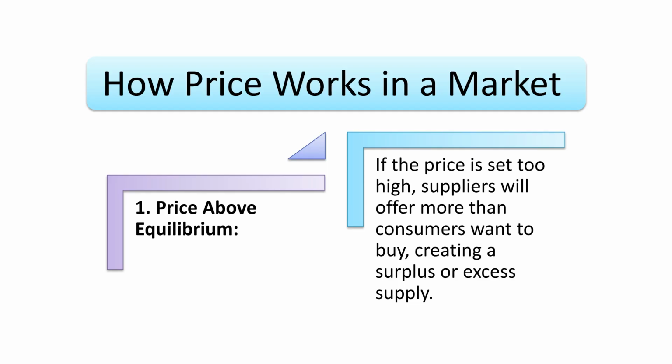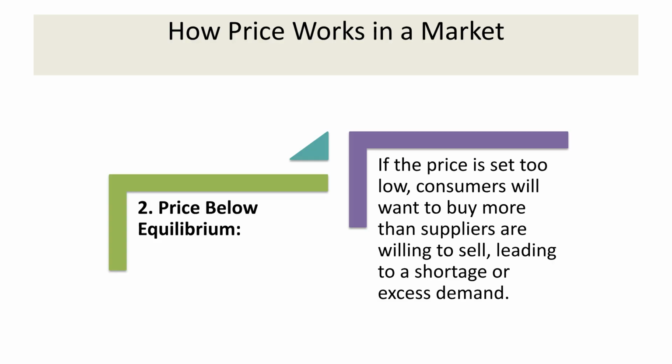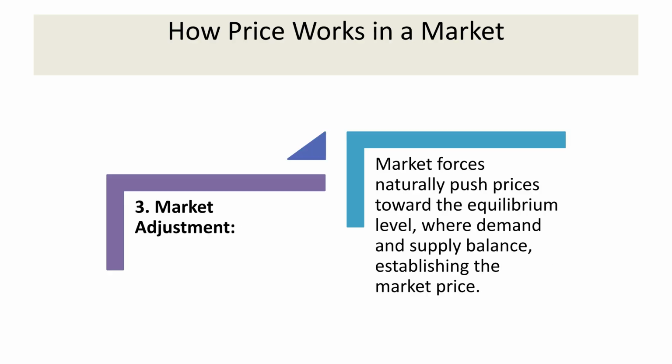To see how price works in a market, consider a price above equilibrium. This creates a surplus or excess supply, as suppliers offer more than consumers want to buy. A price below equilibrium leads to a shortage or excess demand, as consumers want to buy more than suppliers are willing to sell. Market adjustment is the process where market forces naturally push prices toward the equilibrium level, balancing demand and supply.